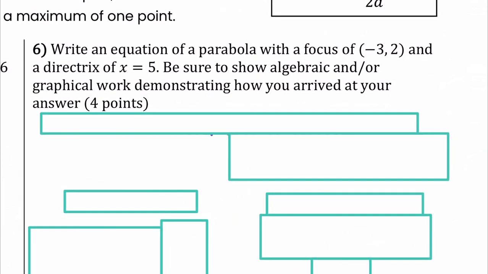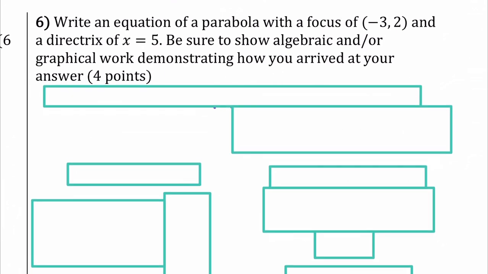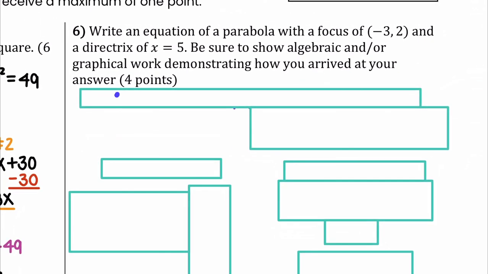Let's look at number 6. Number 6 says to write an equation of a parabola with a focus of negative 3 over 2 and a directrix of x equals 5. Be sure to show algebraic and or graphical work demonstrating how you arrived at your answer. So, I have no idea what I wrote in here.